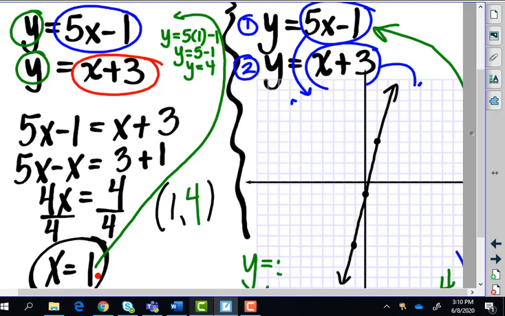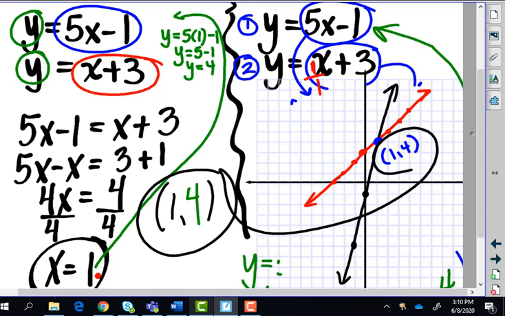So there's that one. The second one had a y-intercept of +3, and the slope was 1. So technically up 1 over 1. It's easier to see that line going down 1 over 1. And then this point right here would be (1, 4), which is exactly what I had here.